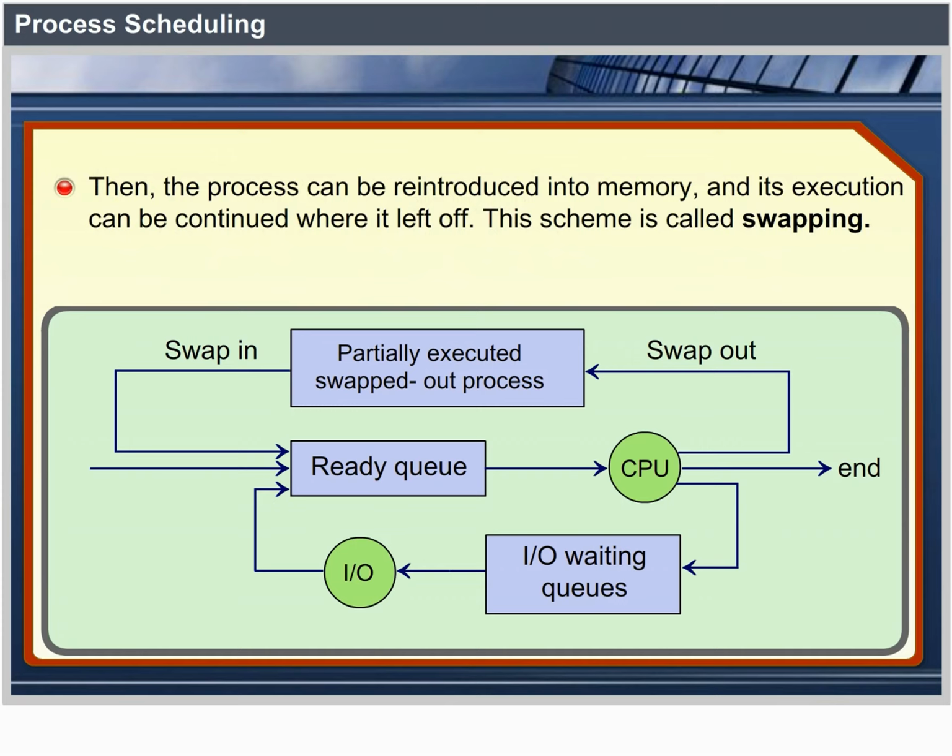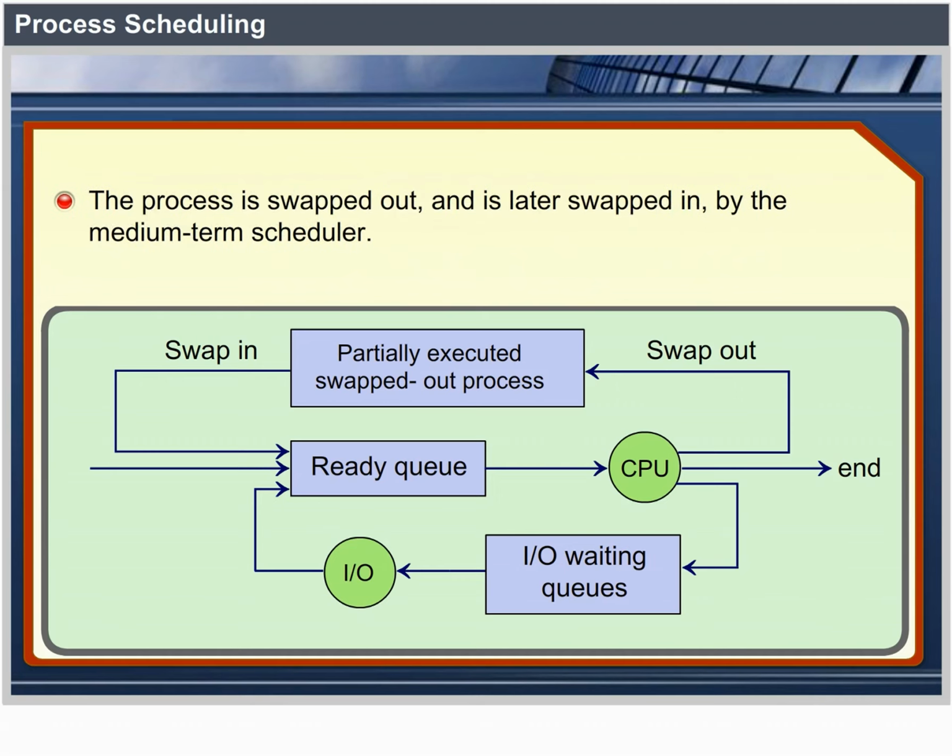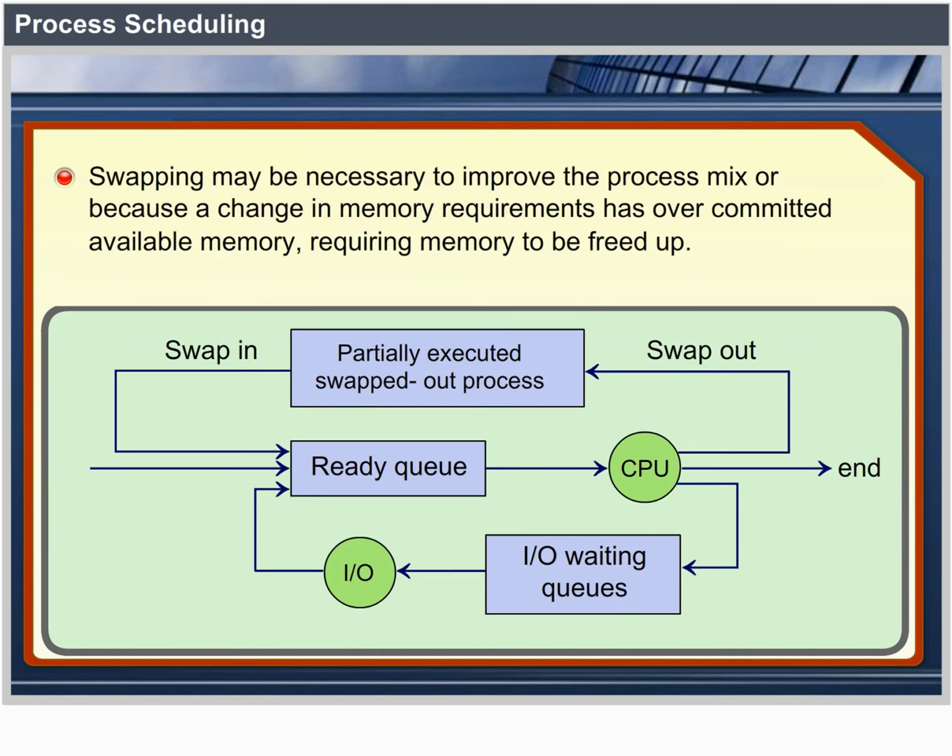This scheme is called swapping. The process is swapped out and is later swapped in by the medium-term scheduler. Swapping may be necessary to improve the process mix, or because a change in memory requirements has overcommitted available memory, requiring memory to be freed up.